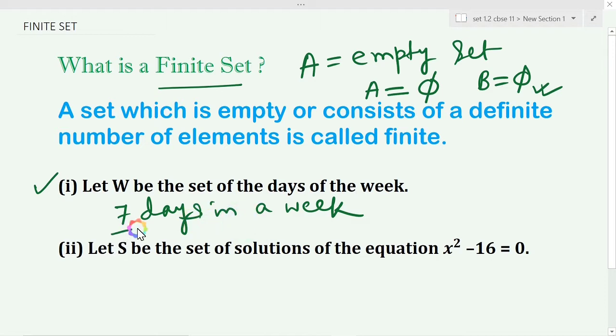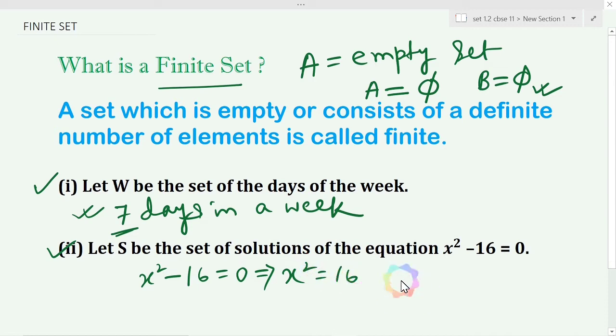So 7, we can count the days, that is there are 7 days, so it is countable, so it is a finite set. Now the second example is, let S be the set of solution of the equation x square minus 16 equals to 0. So first of all, let's solve it. So x square minus 16 equals to 0 implies x square equals to 16, and we get x equals to plus 4 and minus 4.